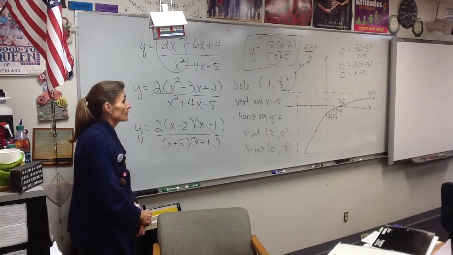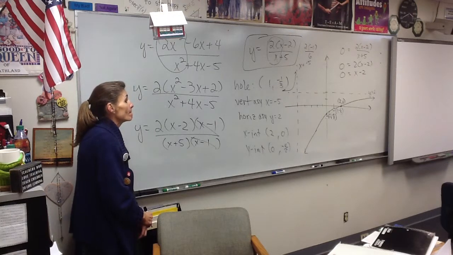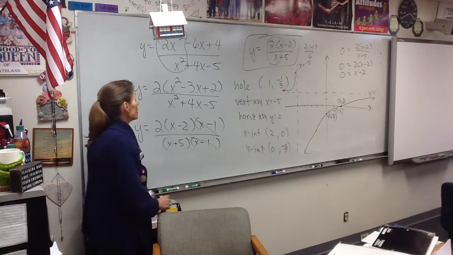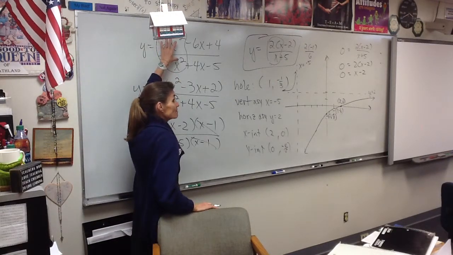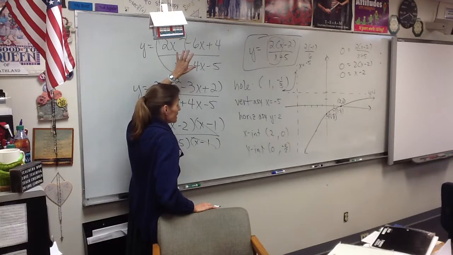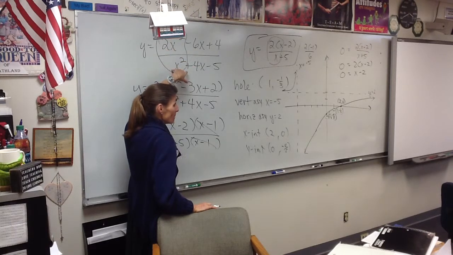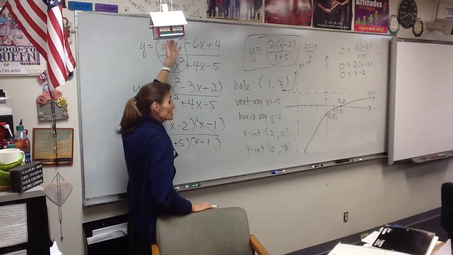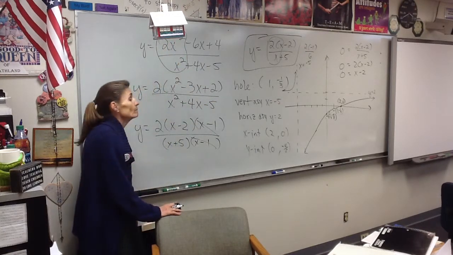Katie, do you ever have to pay attention to the powers of x? In terms of your horizontal asymptote, you have to pay attention that they match. If they don't match and the big power's on the bottom, your asymptote's at 0. If the big power's on top, there is no horizontal asymptote.